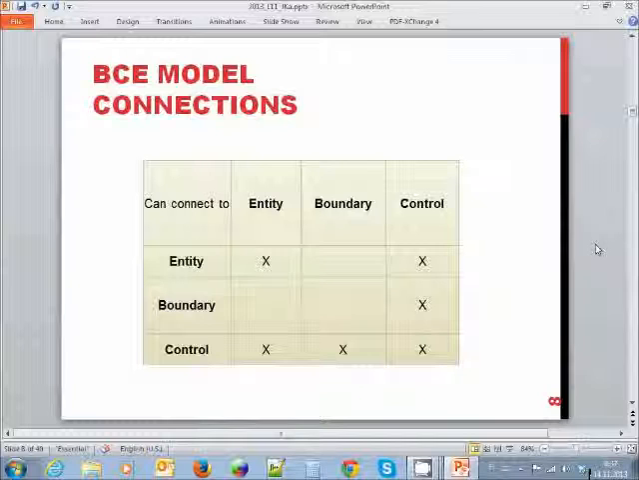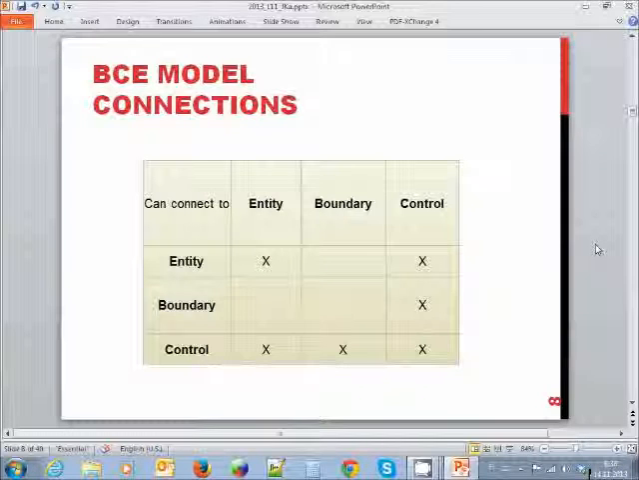The control is the core of the system, and it can connect to anything. And the entities, which are more or less just databases or data dumps, need something to extract or manipulate the data, so they only connect to the control class. So that's the idea with the BCE models.